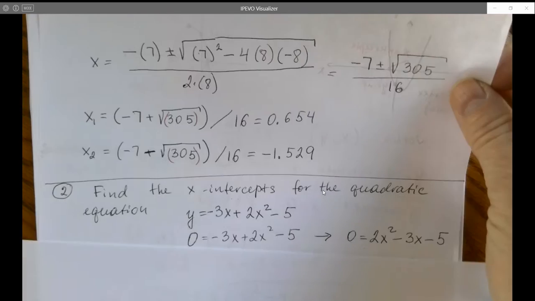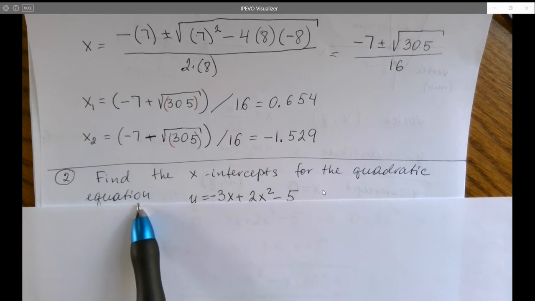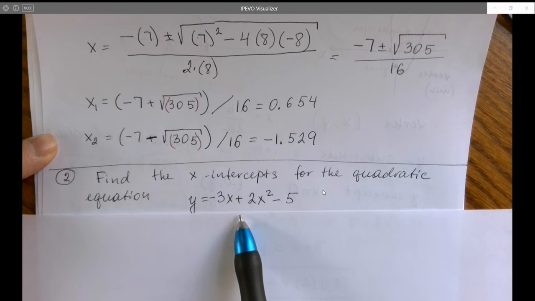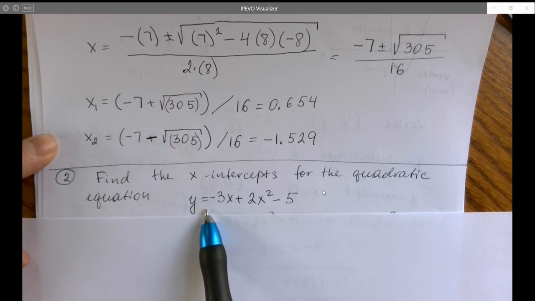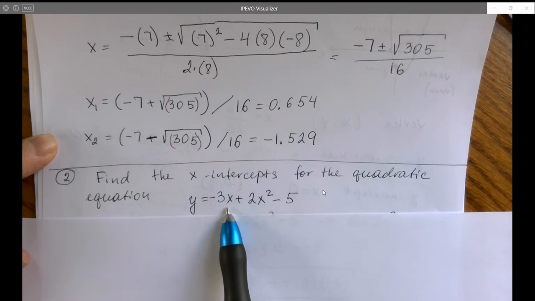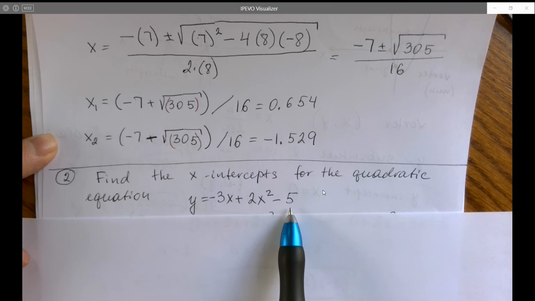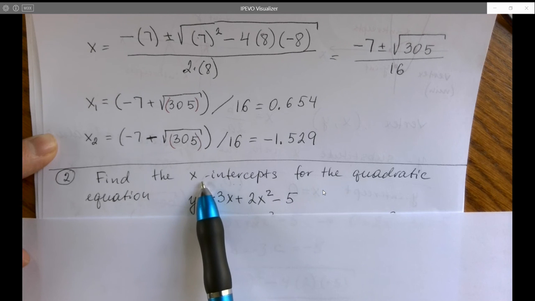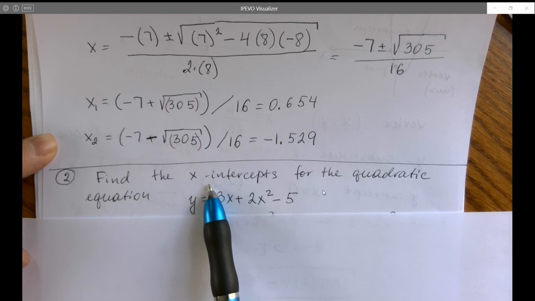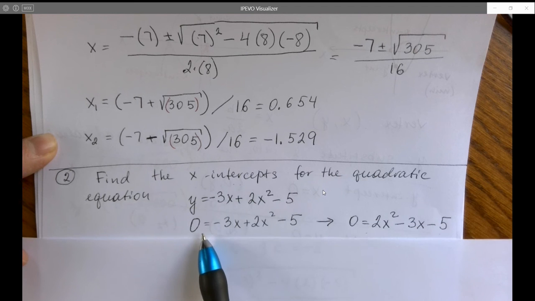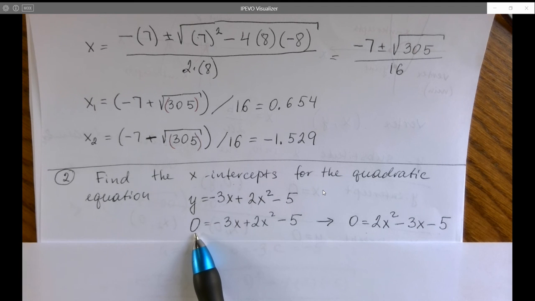Let's review a different example. Find the x-intercept for the quadratic equation y equals negative 3x plus 2x to the second power minus 5. We know that for any x-intercept, y is equal to 0. So we have to substitute 0 for y.